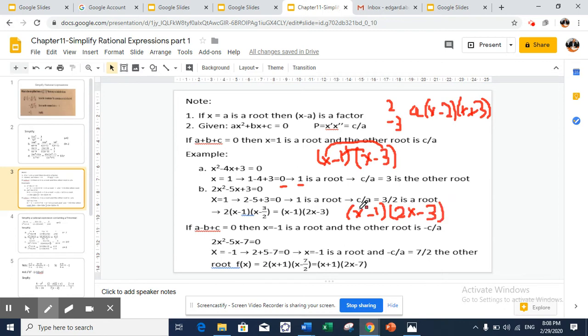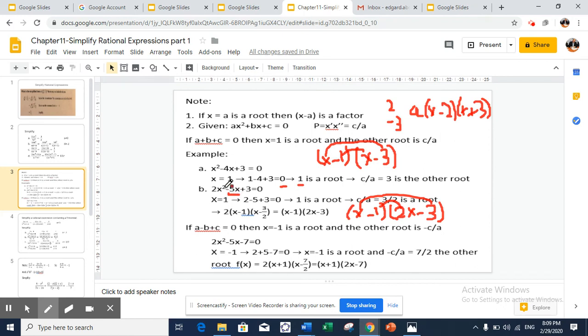Let us check the middle term. Minus 3x minus 2x is minus 5x, which is correct. Or you can find the other root by c over a, which is 3 over 2. You have here minus 3 over 2, and you have the 2 you expanded inside, as we used to do before. But I prefer this method, it is faster.